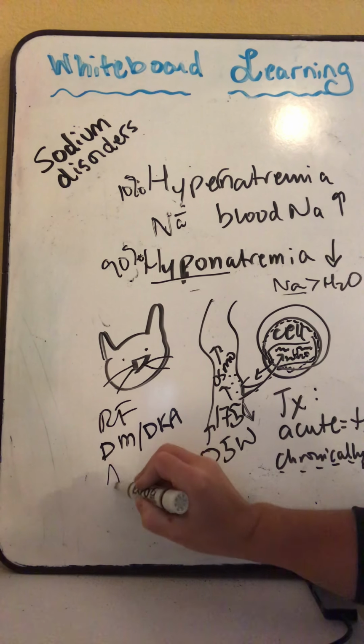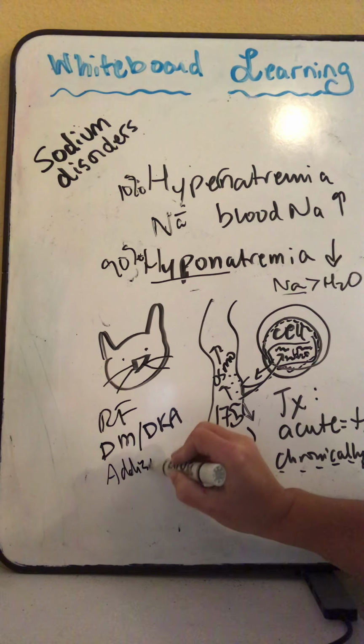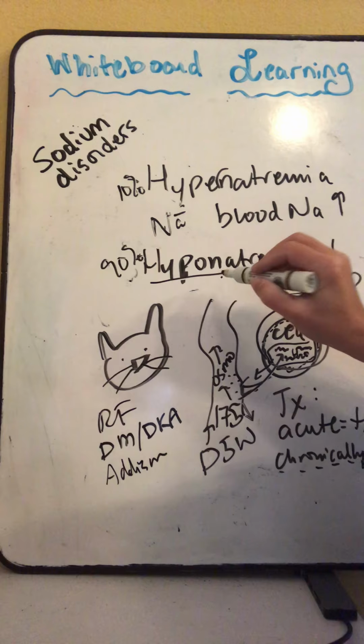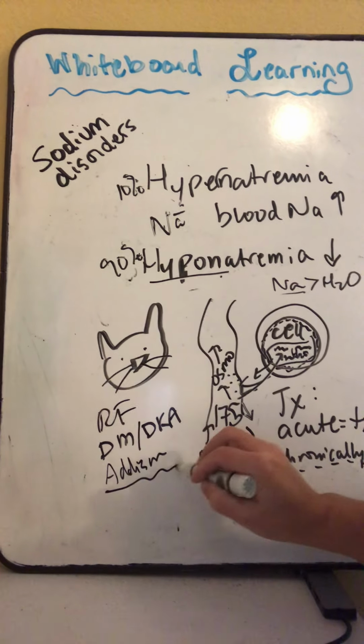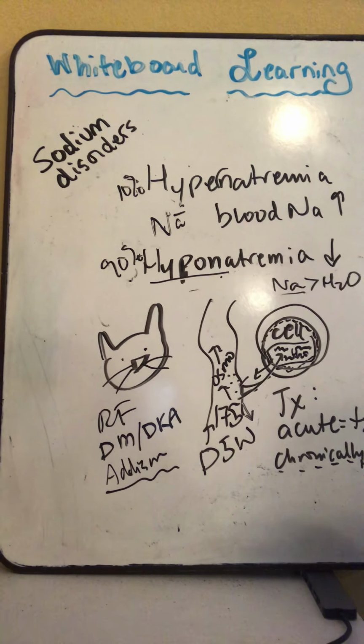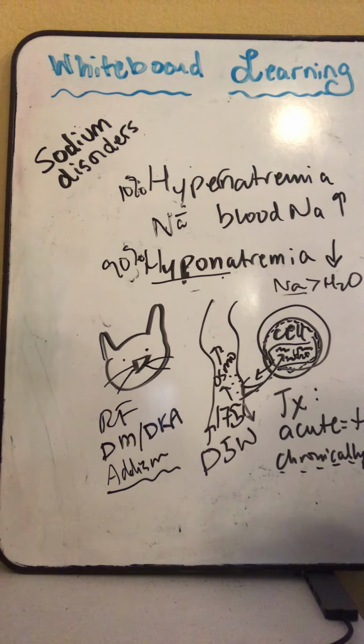You can also think of Addison's, right? Addison's disease has a high potassium but a low sodium. So you have to be careful with how low they have gone because they've probably gotten there chronically. And those are some diseases that we have to be careful treating.